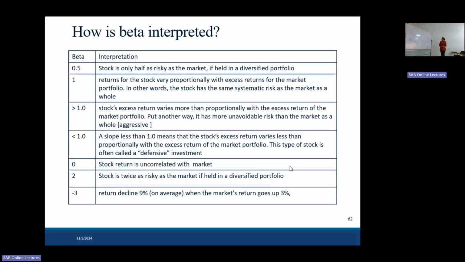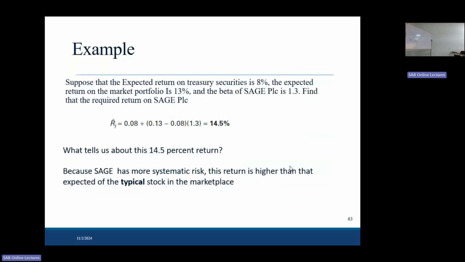So if you know the beta, then you can apply the capital asset pricing model to estimate the required rate of return. This is, I think, the final slide. Now look at this one. Suppose the expected return on treasury securities is 8%. The expected return on the market portfolio is 13%.